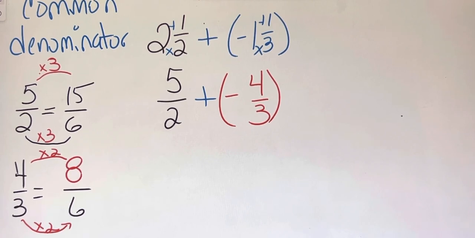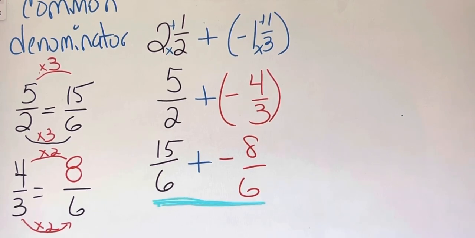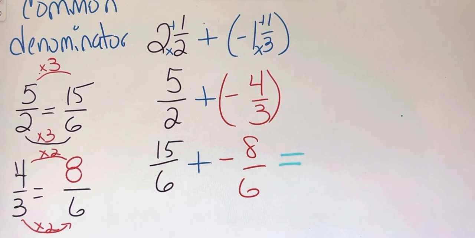So I'm going to rewrite those over here. Instead of 5/2, I'm going to write 15/6. And instead of writing negative 4/3, I'm going to write negative 8/6. Now you can see they have a common denominator of 6. So when you do your work, the denominator will stay the same at 6.